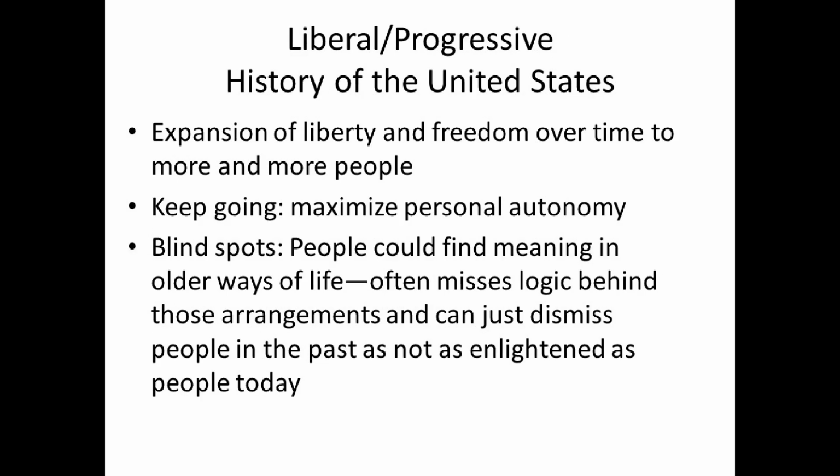In contrast, you also have what I would call a liberal progressive history of the United States, which understands not so much a golden age that happened in the past that we need to recover, but an idea that the United States had a promise of liberty, but it was very limited, right? Again, it only applied to white males. And American history has been the expansion of liberty and freedom over time to more and more people. So they would say, the United States started off with a lot of promise, but it's taken a long time to enact that promise.